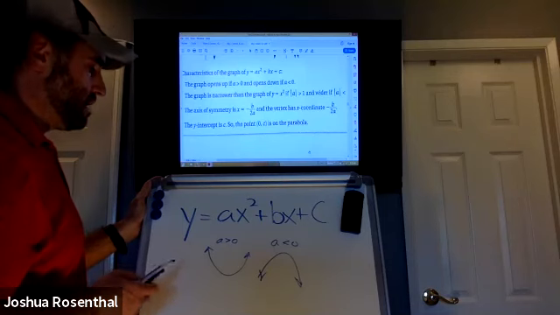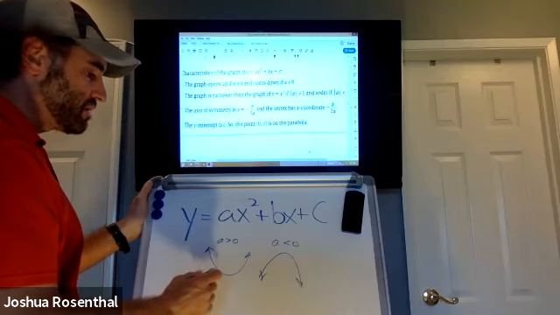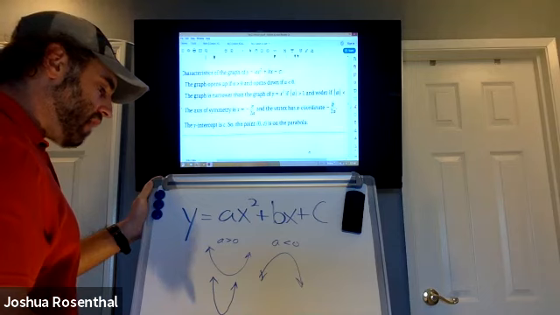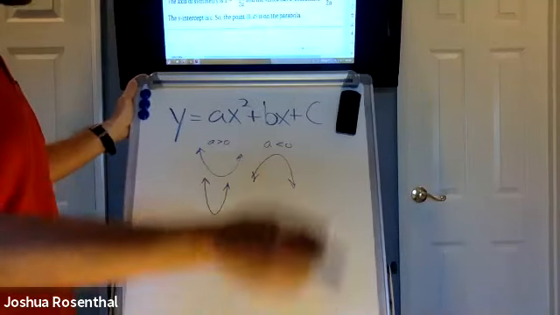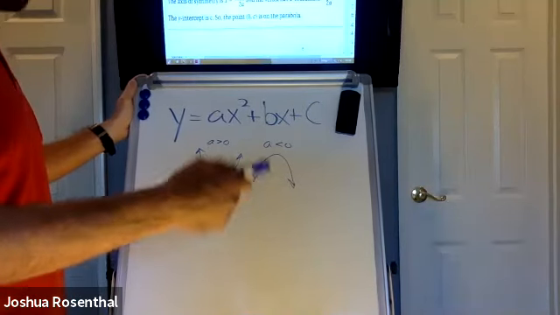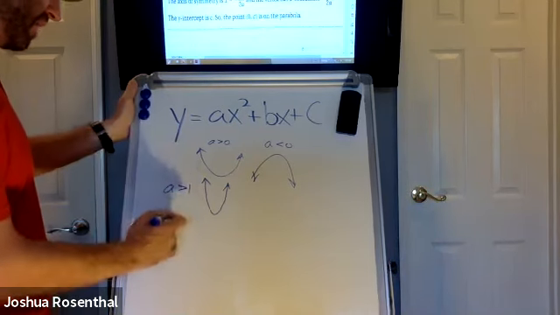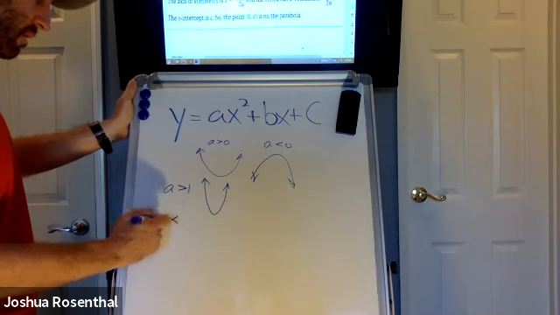Now, if the absolute value of A is greater than one, then it's going to be narrower. It's going to steepen it. If A is less than one, a proper fraction, well, absolute value of A. Yeah, absolute value. So what they're saying is it doesn't matter if it's positive or negative. The absolute value of it is going to narrow the graph if A is more than one. And if A is less than one, or between zero and one, not equal to, it will widen it.